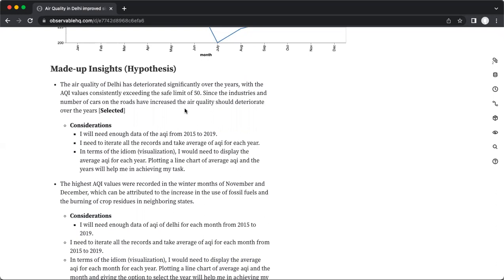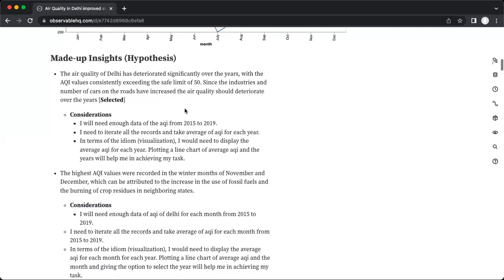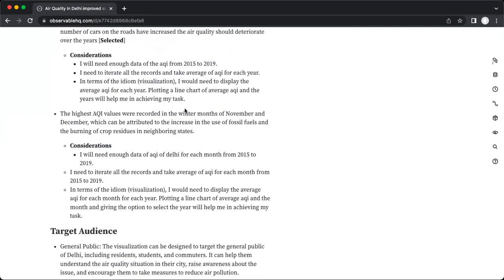The second hypothesis could be that the AQI was recorded highest in the months of November and December. One of the reasons that could be attributed to this is the high usage of fossil fuels and the burning of crop residues in the neighboring state. For this, I'll need data for the AQI from 2015 to 19. I need to iterate through this data and take the average. The idiom that I could use for this is also a line chart.